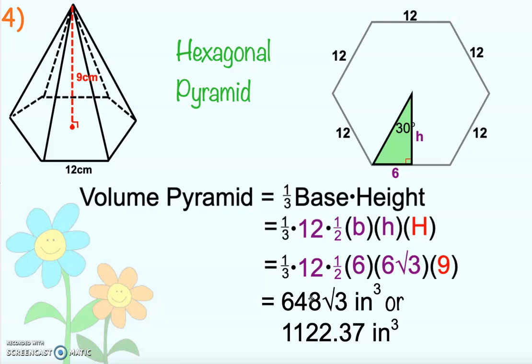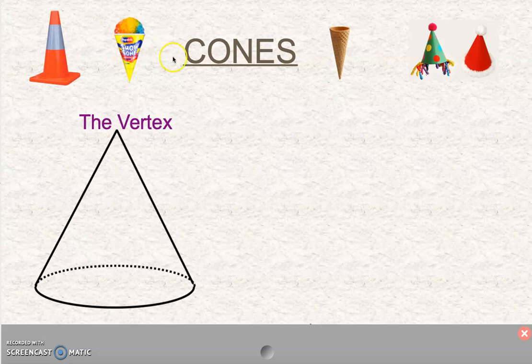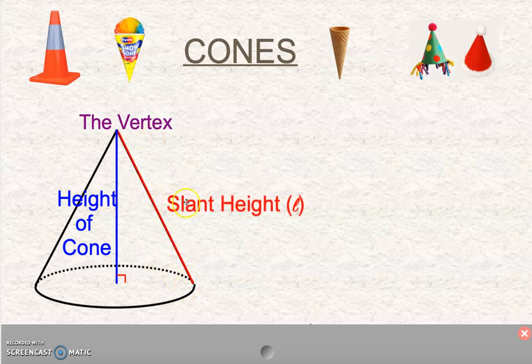Let's talk very quickly now about cones, because cones really are very similar to pyramids. So we have cones, and there are basically 3 parts of a cone that we're concerned with. This point right up here is known as the vertex. If I go from that point directly down to the center of the cone, I get the height of the cone. And of course, we have this slanted height, which you know we call the slant height, and that's a cursive L for slant height.